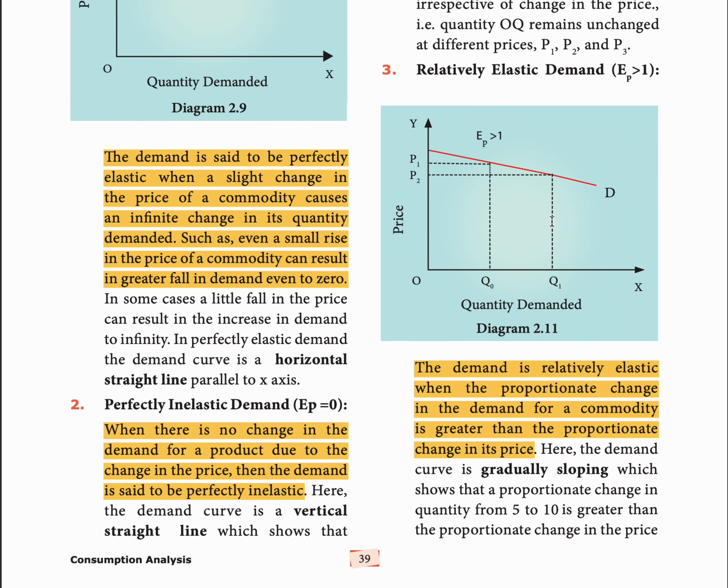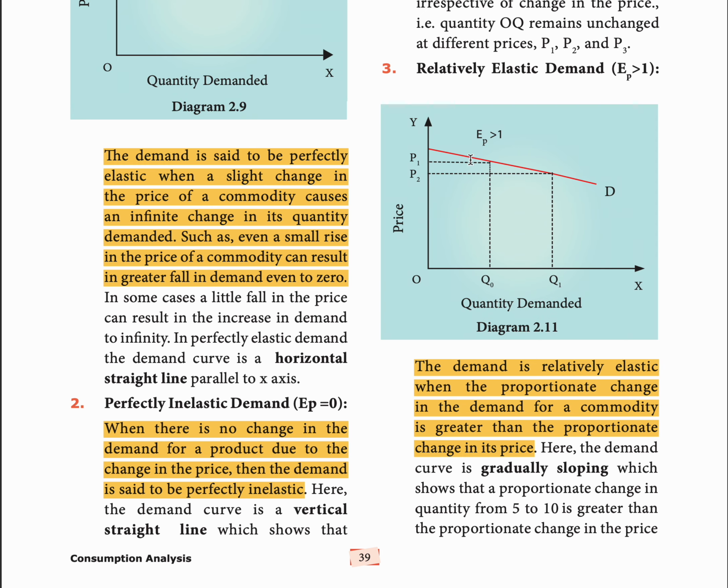The demand is relatively elastic when the proportionate change in demand for a commodity is greater than the proportionate change in its price. Means the quantity demanded is changing very largely as compared to the proportionate change in price. So you can see if we go from Q0 to Q1, we can see that quantity demanded is changing fast, but P1 minus P2 is very less, right?